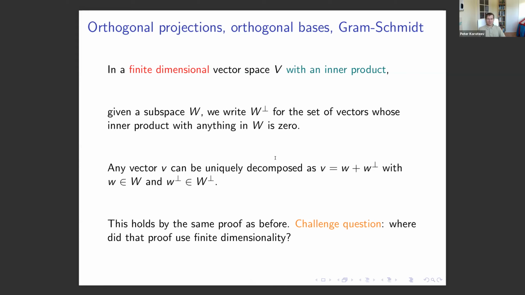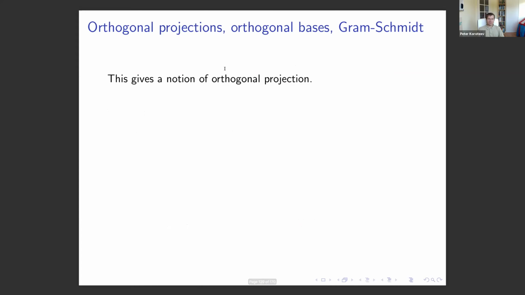Make sure you follow the proof from the previous lectures and then challenge yourself to find at which point we use finite dimensionality. We can construct a counterexample when this space is infinite dimensional, where the statement is not true: any vector can be uniquely decomposed into a part from the subspace and a part from its orthogonal complement.